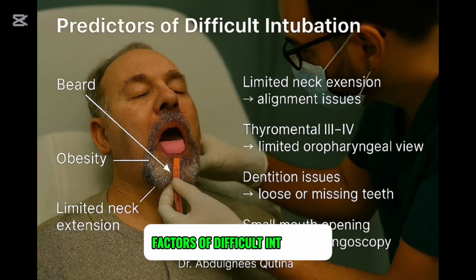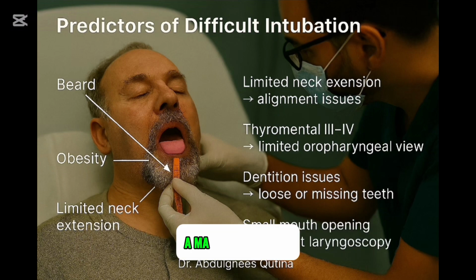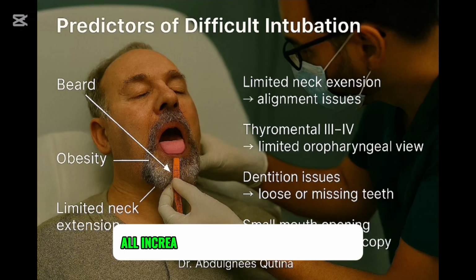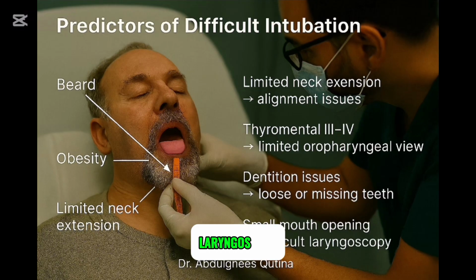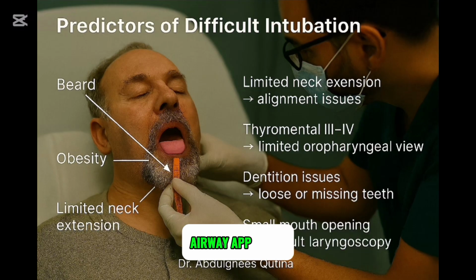Predictors of difficult intubation. Several factors can predict a difficult intubation. A Mallampati score of 3 or 4, a thyromental distance less than 6 centimeters, limited neck extension, and small mouth opening all increase the likelihood of challenging laryngoscopy. Early identification helps in planning the safest airway approach.